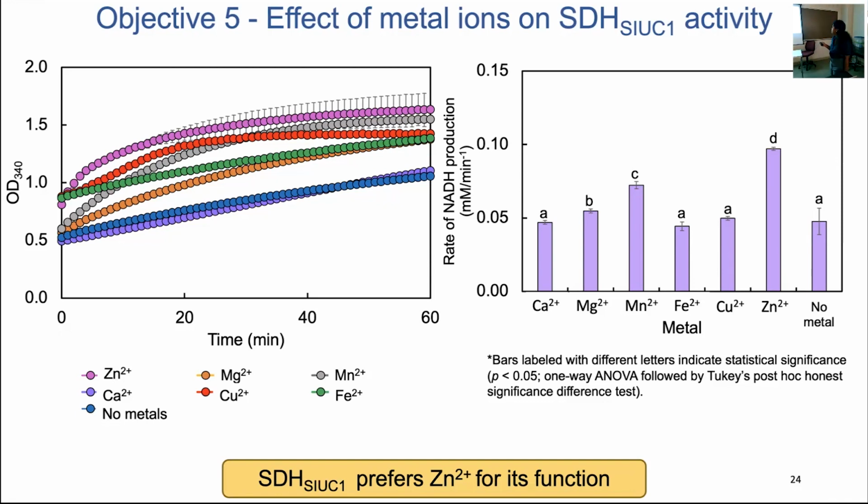conversion. And we observed that the highest rate of NADH production, by converting NAD plus into NADH, was observed when zinc 2 plus is added into the reaction mixture. So this shows us that STH-SiUC1 prefers zinc for its function. However, we could see that magnesium 2 plus as well as manganese 2 plus also has the ability to accelerate this reaction. However, we didn't observe any significant difference between calcium, ferrous, and copper 2 plus effect on this enzyme's activity.